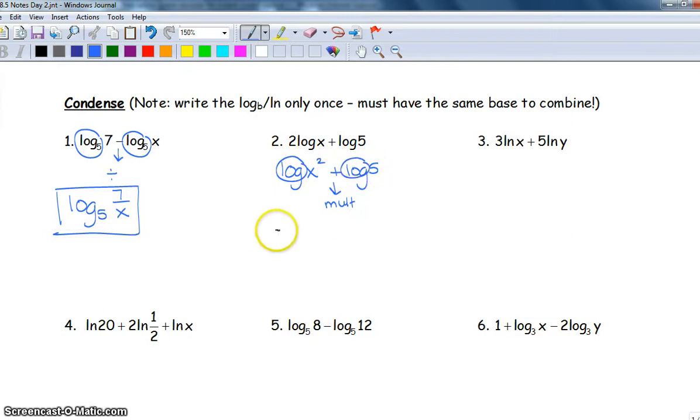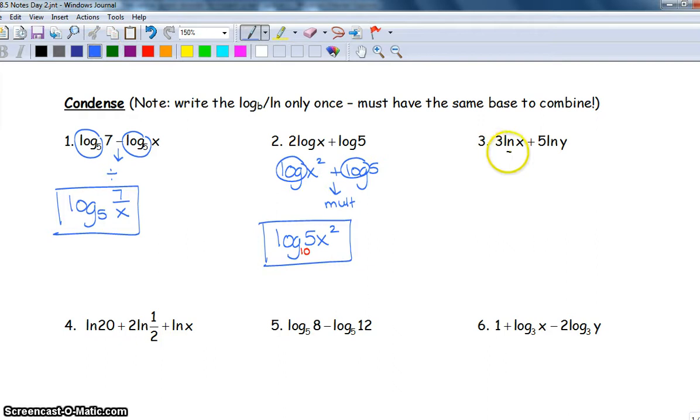So I've got log, and that's only going to be written once in my answer, and that's x squared times 5. And you know that when you write it, the coefficient goes first, so that's 5x squared. And hopefully you remember your rules, so even though this is not written, that's log base 10. That's your common log.